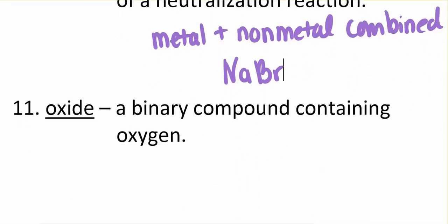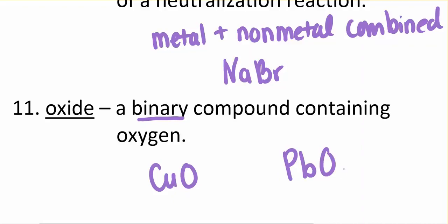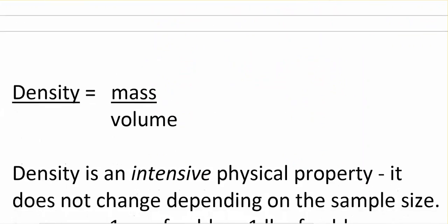An oxide is just a binary compound containing oxygen. Binary means that it has two elements, and one of them is oxygen. On oxides, the oxygen will be second in the formula, so that is a copper oxide. This is an oxide. This is an oxide. Pretty easy to spot those.